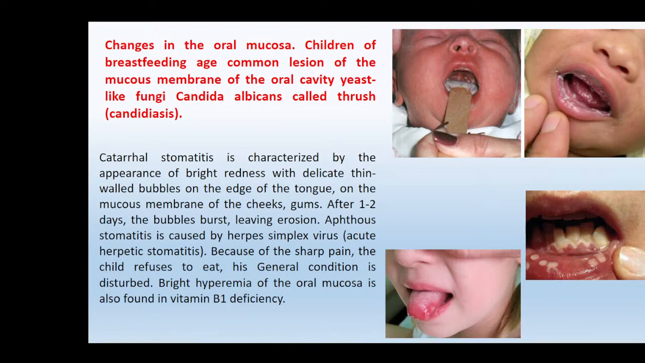Also, catarrhal stomatitis is characterized by the appearance of bright redness with delicate small bubbles on the edge of the tongue, on the mucous membrane of the cheeks and gums. After 1-2 days, the bubbles burst, leaving erosion. You can see this situation in the lower picture on this slide.